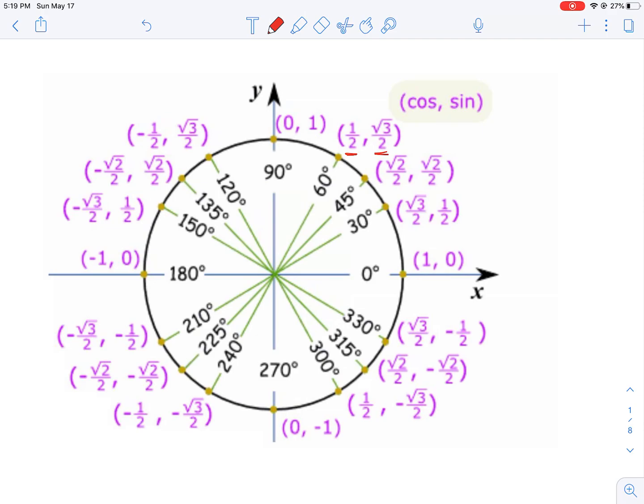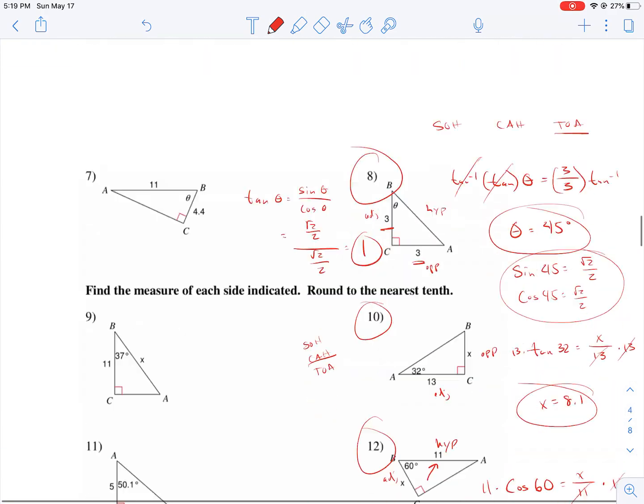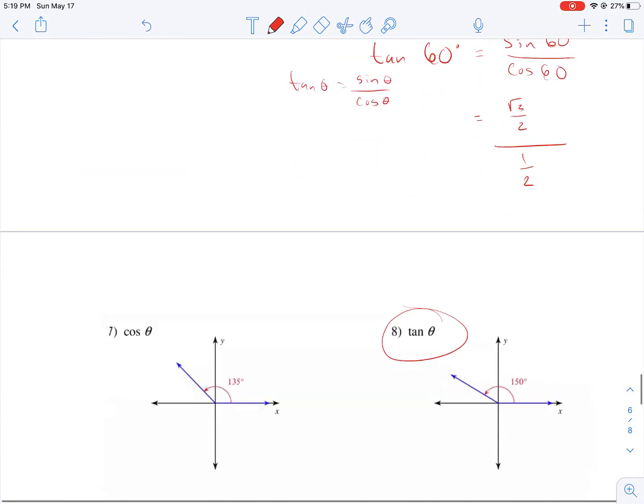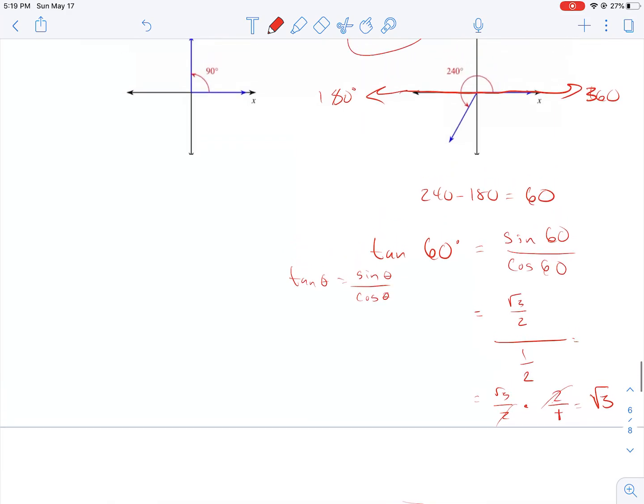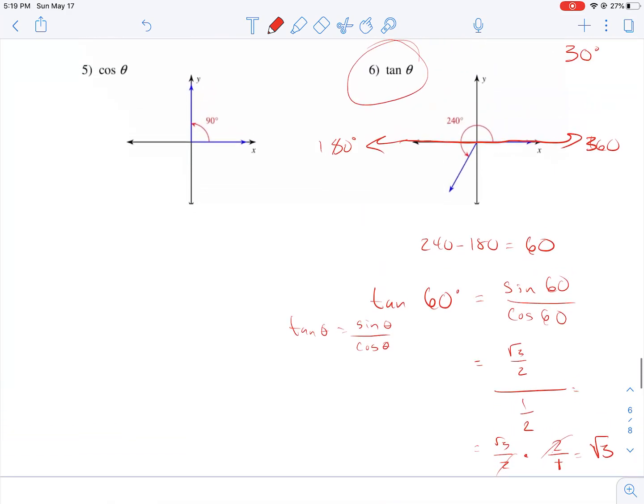Cosine is 1/2. Sine is square root 3 over 2. Okay, so when you divide fractions, you've got to keep the first one, flip the second one, change to multiplication. What cancels are the 2's, and you're left with square root 3. All right, so we're making progress here.